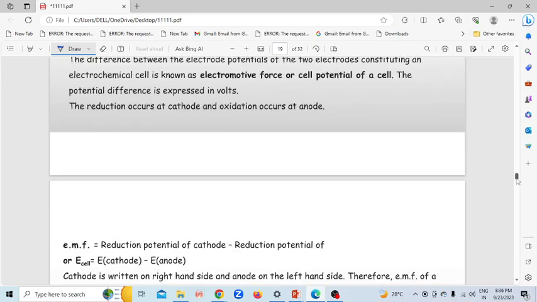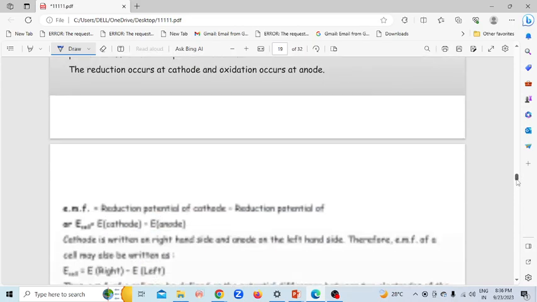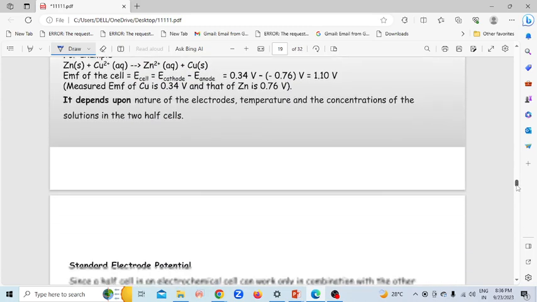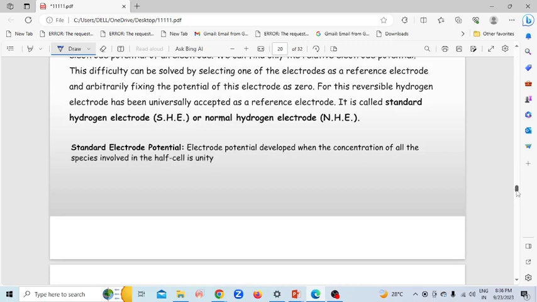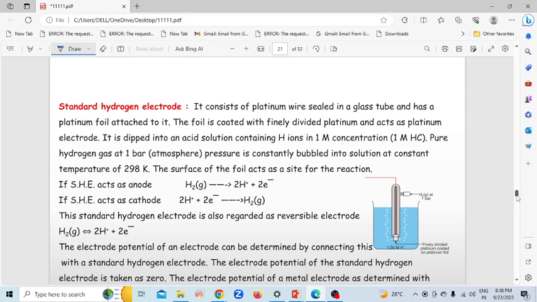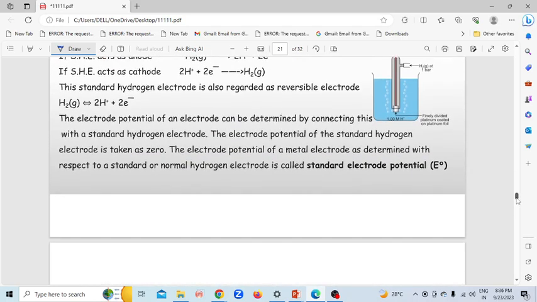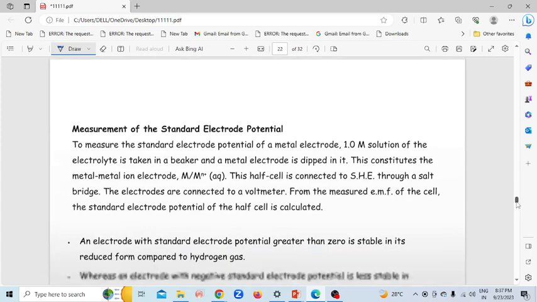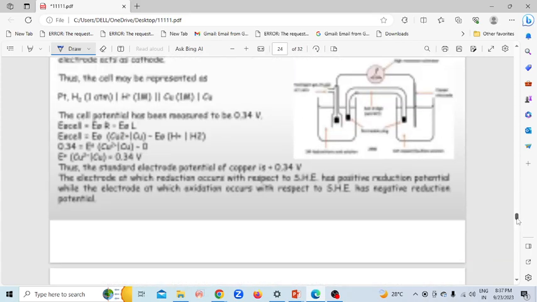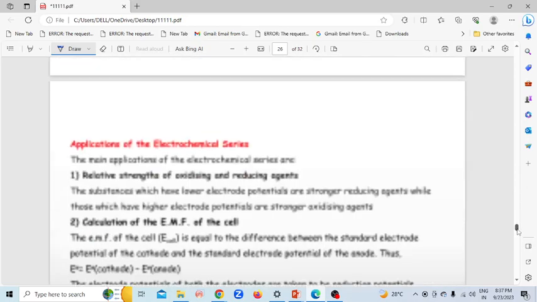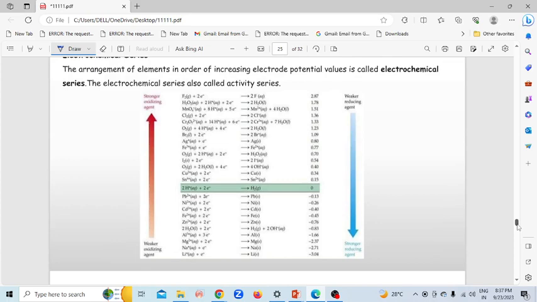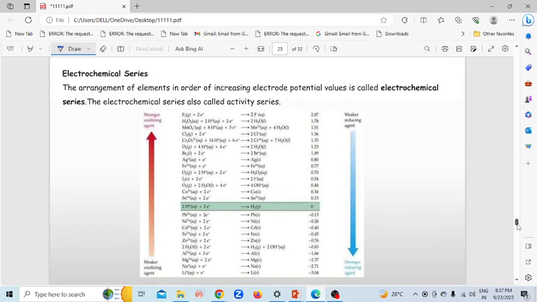Then we will discuss the Nernst equation first. Yes, this thing I need to explain to you.